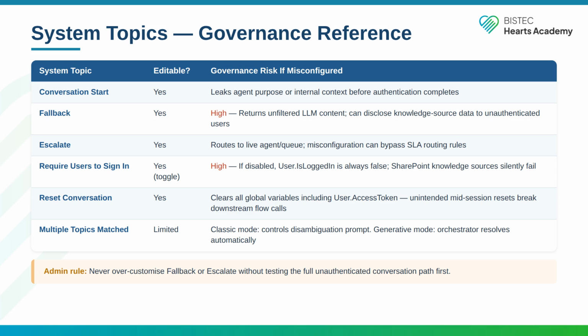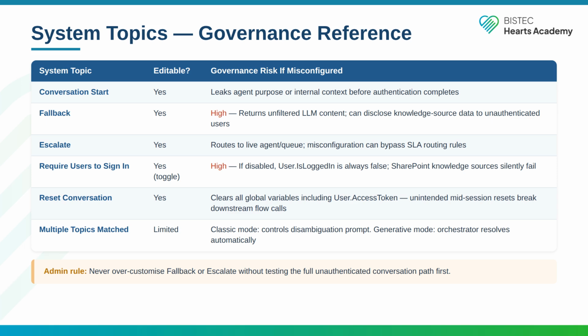Multiple topics matched controls the disambiguation experience. In classic mode, it defines the prompt shown when two topics score closely. In generative mode, the orchestrator resolves ambiguity internally, and this system topic has limited effect.